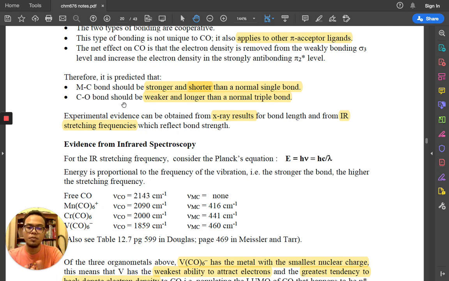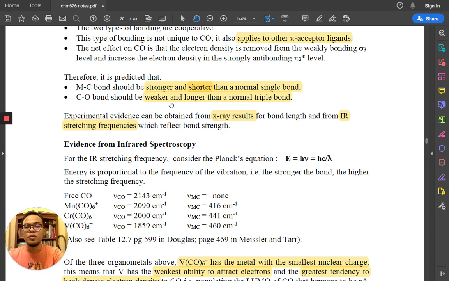I hope you still remember the strength and the bond order, as well as the bond length of your bonds. We have a single bond, double bond, and triple bond. The second one will be the CO, carbonyl to oxygen bond, which should be weaker and longer than a normal triple bond. We can make one simple conclusion here: the shorter the bond, the stronger it is. The longer the bond, the weaker it is.